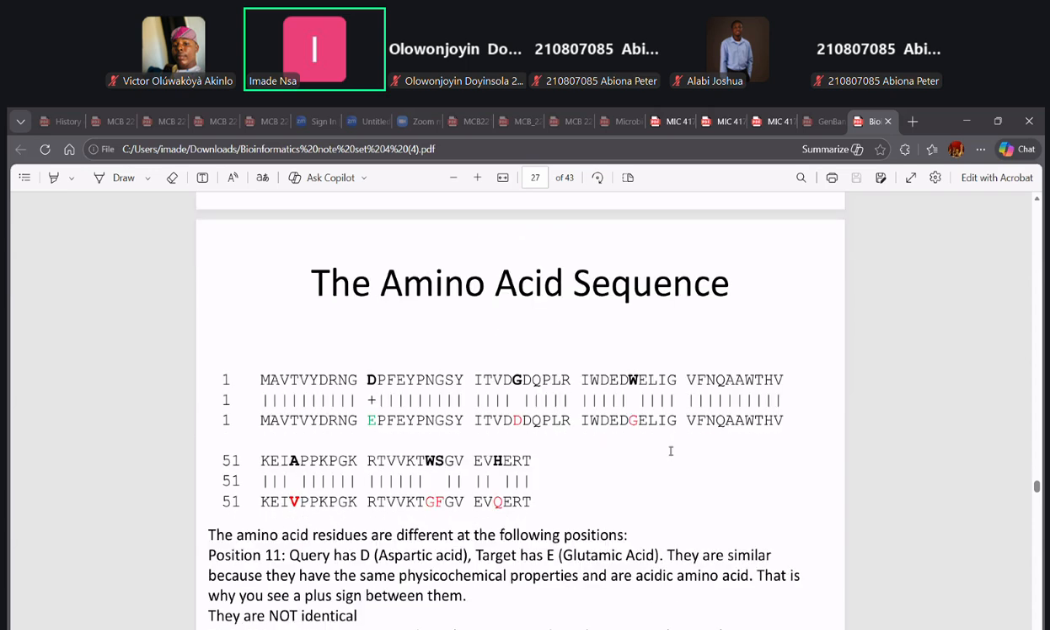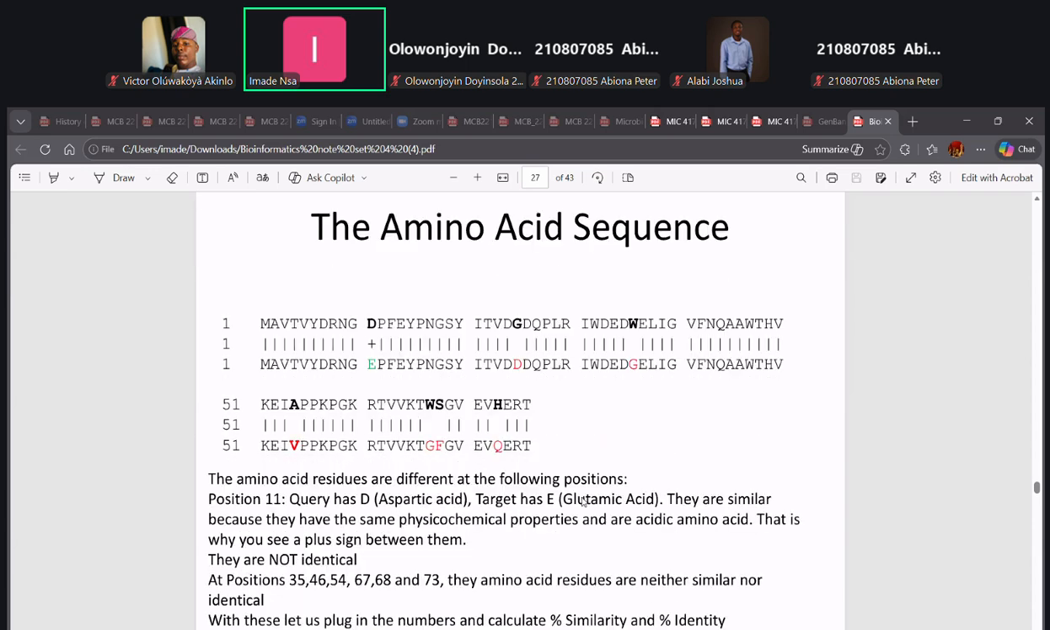All right. I want you to read my notes here for you. The amino acid residues are different at the following positions. Position 11, query has D, aspartic acid. So the top is always the query. I forgot to mention that clearly. And the bottom is the target, what you hit in the computer. So the target has E, glutamic acid. They are similar because they have the same physicochemical properties and are acidic amino acids. That is why you see a plus sign between them.